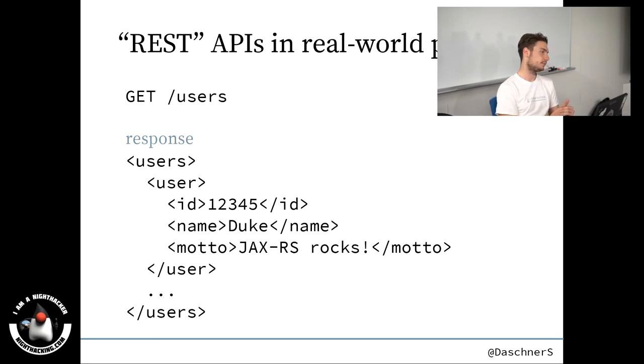Like this example. You have a GET call with an HTTP method GET to a users resource. And this reflects the list of users in your potential user management software. And here you can see the response, here it's XML, but it doesn't matter, with the list of your users and one specific user. And this Duke here, for example, has an ID. And you might assume if you have this list of users here, you also have a resource for one specific user, like the Duke here. So that URL might probably be something like users/12345 with the ID, right? So you probably have seen something like this in real world projects.